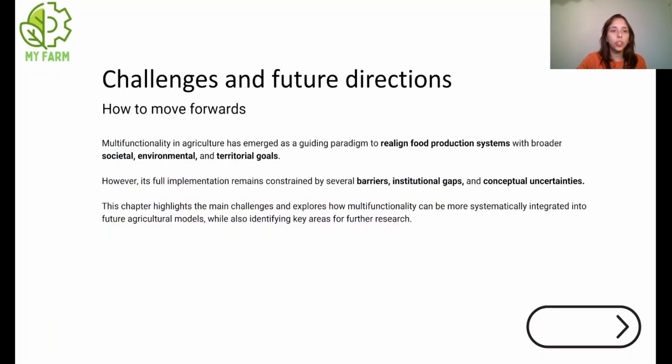Okay, so multifunctionality in agriculture has emerged as a guiding paradigm to realign food production systems with broader societal, environmental, and territorial goals. However, its full implementation remains constrained by several barriers, institutional gaps, and conceptual uncertainties. This chapter highlights the main challenges and explores how multifunctionality can be more systematically integrated into future agricultural models, while also identifying key areas for further research.